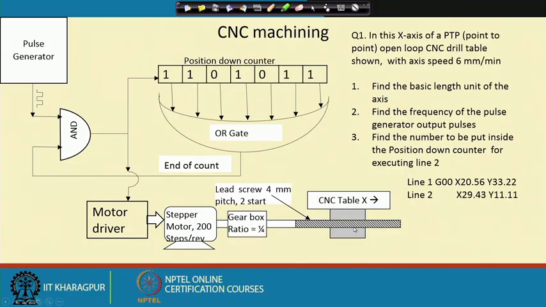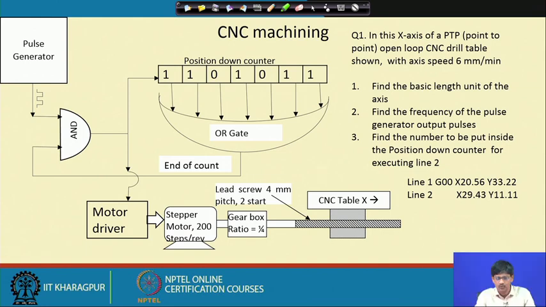So, let us start right away with our figure that we have come across, and the question reads: in this x axis of a point to point open loop CNC drill table shown with axis speed of 6 millimeters per minute, find the basic length unit of the axis, find the frequency of the pulse generator output pulses, and find the number to be put inside the position down counter for executing line number 2 of this particular couple of lines. So, first of all, which is the table?